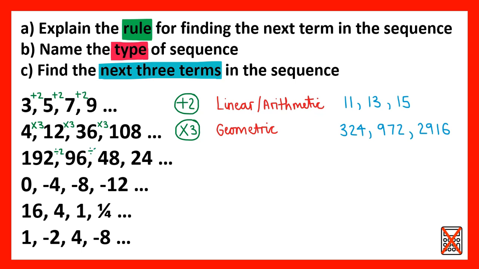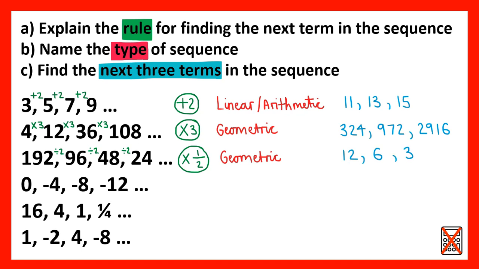For the third question, it may be more recognizable to see that we're dividing by 2 or halving to get from one term to the next. This is in fact a geometric sequence, and when writing the term-to-term rule, we need to do it by explaining how we multiply to get from one term to the next, and dividing by 2 is the same as multiplying by a half. The next 3 terms would be 24 divided by 2, or 24 multiplied by a half, which is 12. Half of this is 6, and half of this is 3.